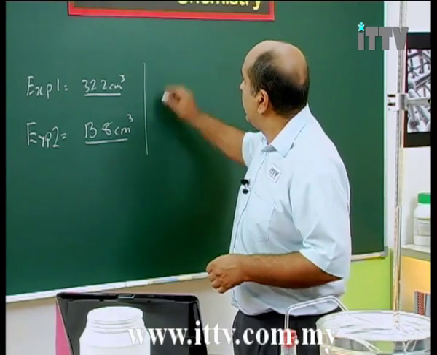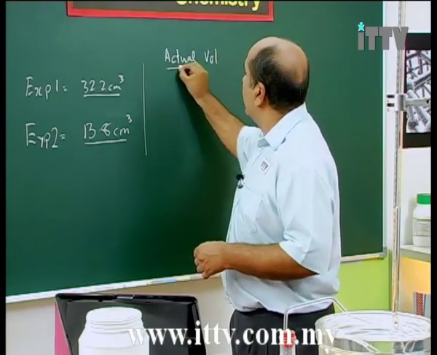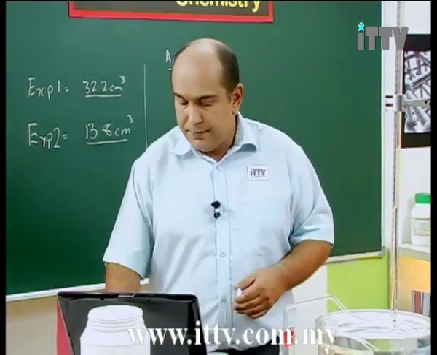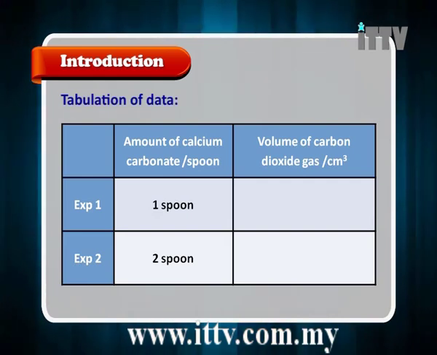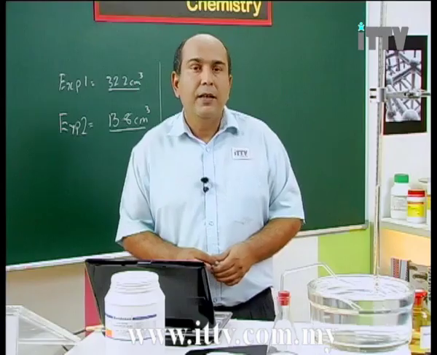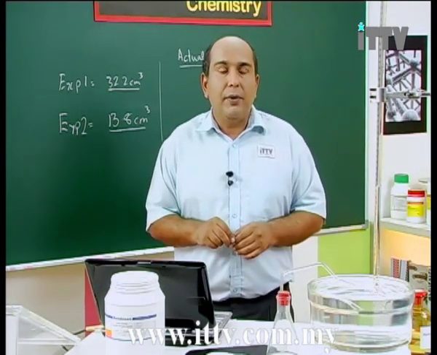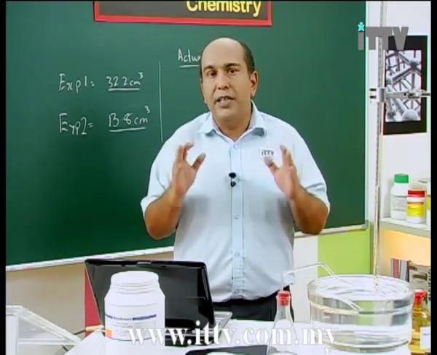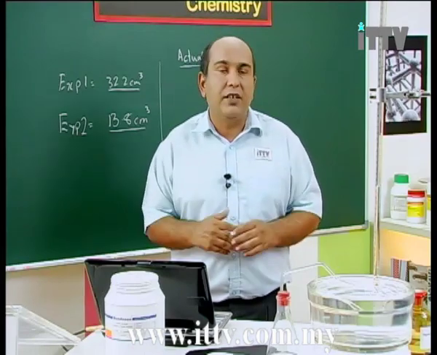So let's make a line here and make a note. We want to know the actual volume. Now this part, the actual volume, will come in the tabulation of data. Tabulation of data. Experiment 1, experiment 2. Amount of calcium carbonate, spoon, 1 spoon, 2 spoon. So when you tabulate your data, what you need to do is to create a table whereby the first column or the column in the front needs to give you your manipulated variable. The second column, the one behind, should give you your responding variable.